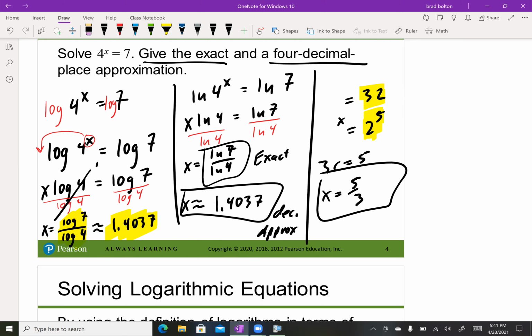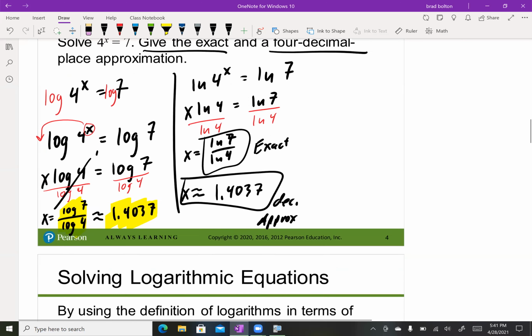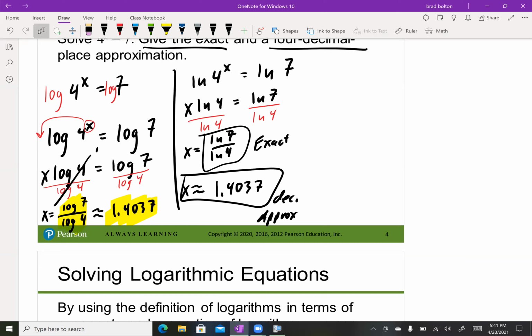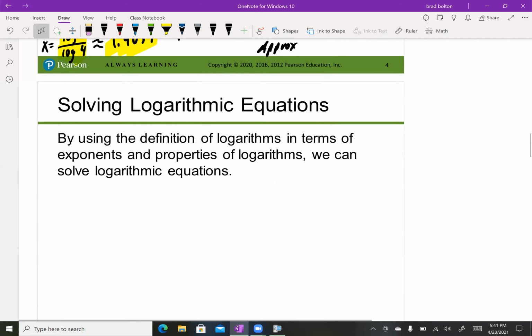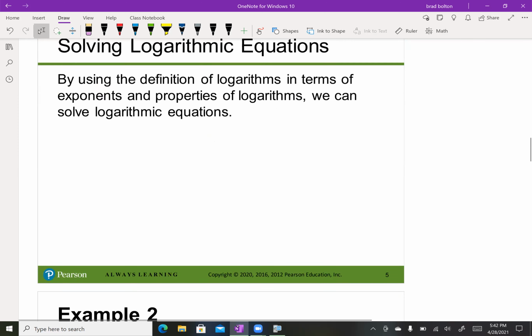Okay. So this is what you do when you're asked to solve and you cannot make the same bases to use your little trick or your little property with exponents. So let's move on. This is a very straightforward test question. Okay. By using the definition of logarithms in terms of exponents and properties of logs, we can solve logarithmic equations.